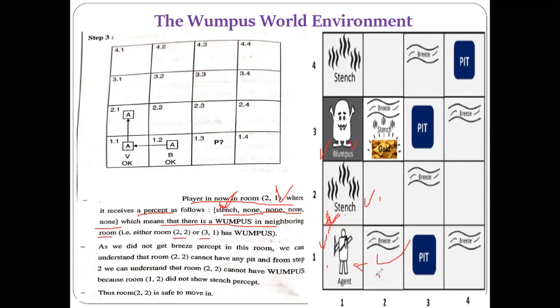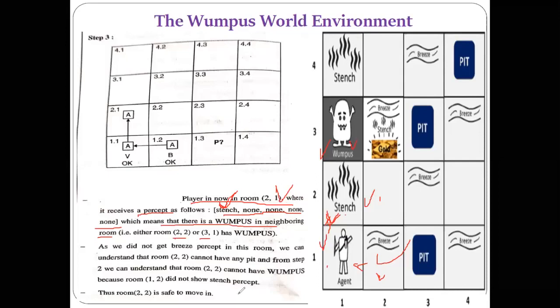Understood? Now he already knows room 1-2 contains the breeze. So he doesn't worry about room 1-2. But he has to think about room 2-2 and 3-1. Got the point? Yes, sir. Understood?